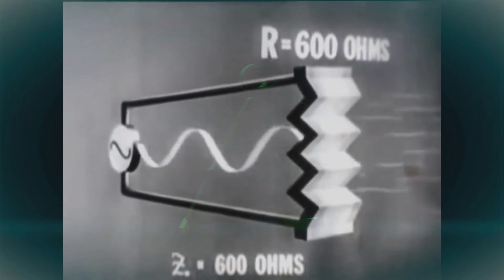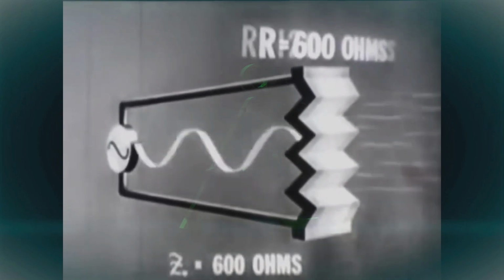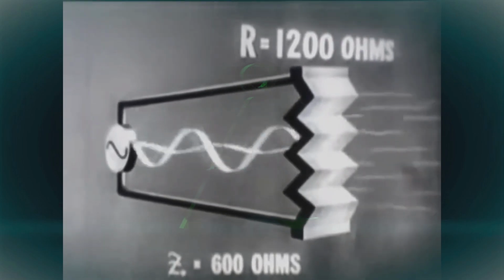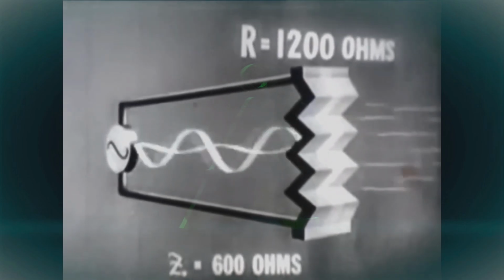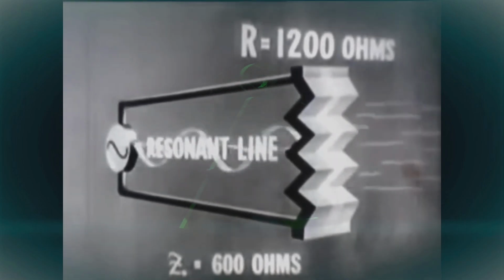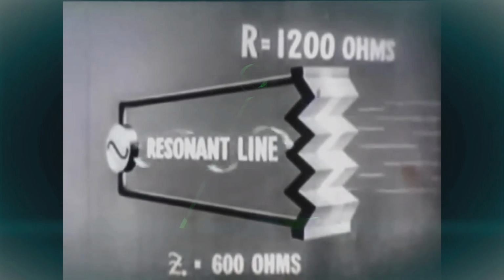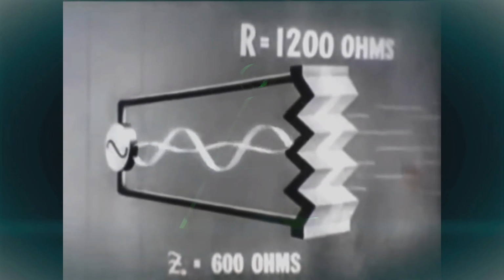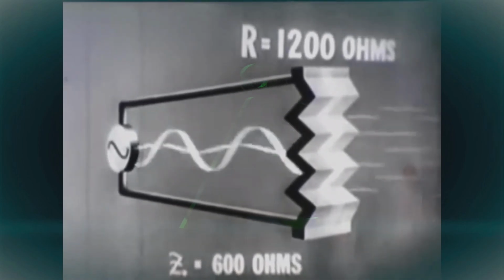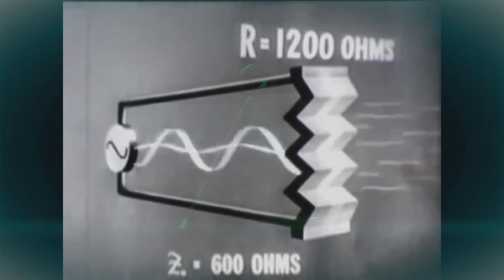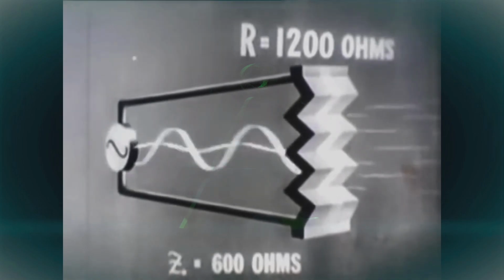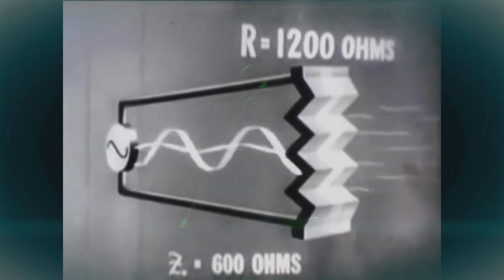This would not be the case if we were to change the value of the resistance across the line, say from 600 ohms to 1200 ohms. Now the resistance across the line does not match the characteristic impedance, and so we have a resonant line. When this mismatching occurs, some of the energy is reflected back down the line. The resistor does not dissipate all of the electrical energy applied to it. Reflection always occurs whenever the resistance across the line is greater or smaller than the characteristic impedance of the line.